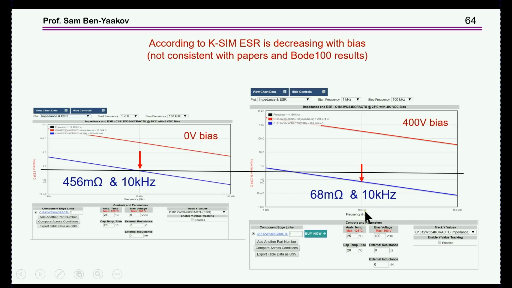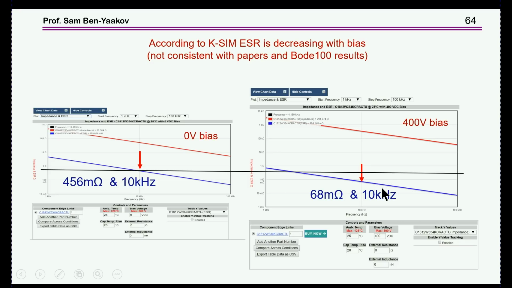KSIM shows that it's going down quite a bit, again, from 456 to 68. That's a lot. This would be very nice. I'd prefer this. But I don't know. But one should be aware.